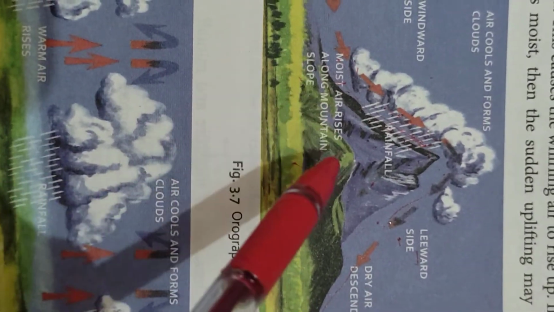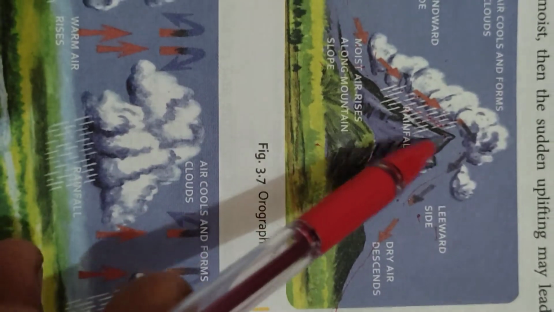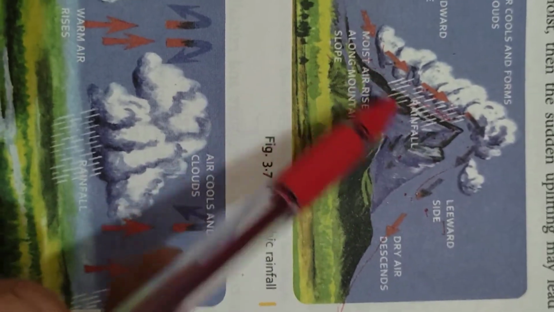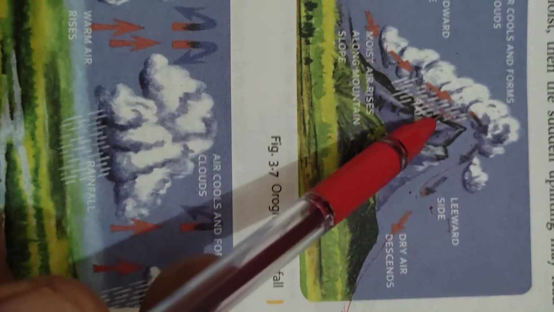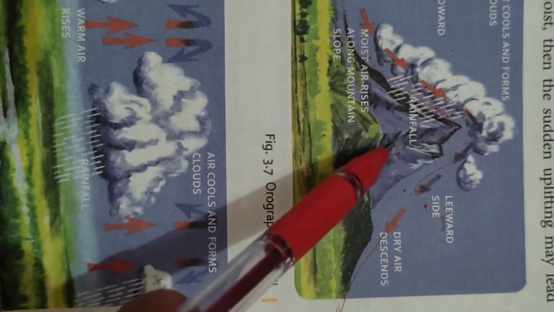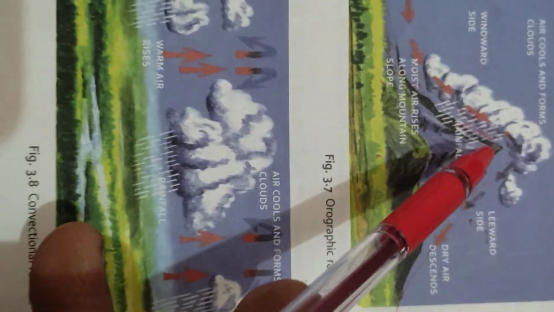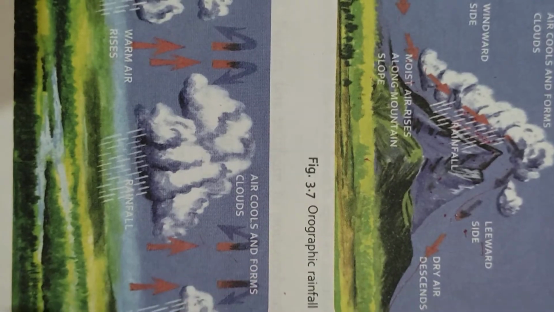So this is the phenomenon of orographic rainfall, and the best example of it is the Indian Himalaya, where the monsoons come and hit the Himalayas and we get rain throughout the year. And these Himalayas do not let the clouds go beyond, because they are young fold mountains and they are very high. So in this way, the Indian subcontinent gets its rainfall through orographic rainfall.